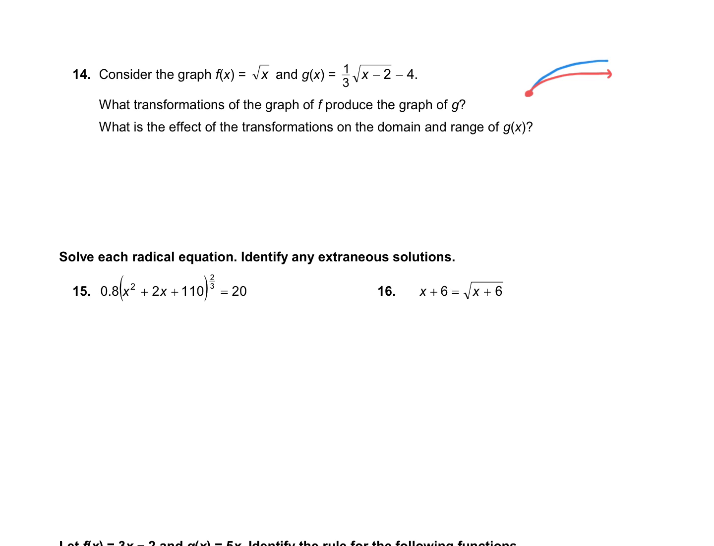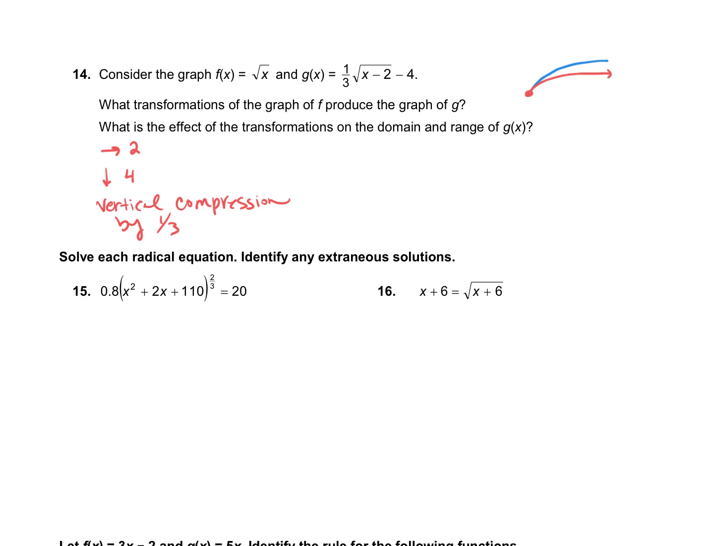First question, what transformations of the graph of f produce the graph of g? Well, we just talked about them, so why don't we write them out? We said we would go to the right 2 units. We would go down 4 units. So that's from this x minus 2 and that minus 4. And then that 1/3, that is a vertical compression by 1/3.